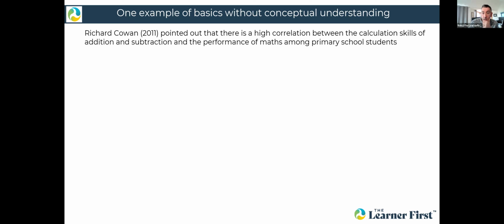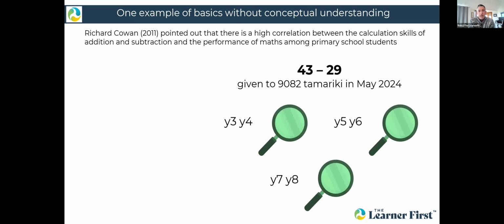So a number of years ago, we spent some time looking at mental arithmetic, because it's huge. Just recently, by the way, we got over 9,000 Tamariki from Invercargill up to the Bay of Islands. Private schools, public schools, high decile, low decile, rural, city, from year 3 to year 10.